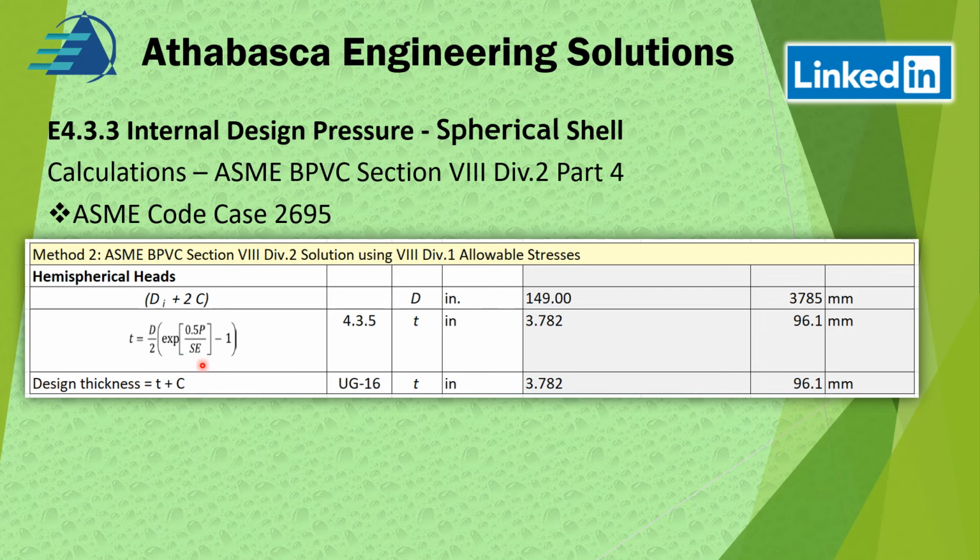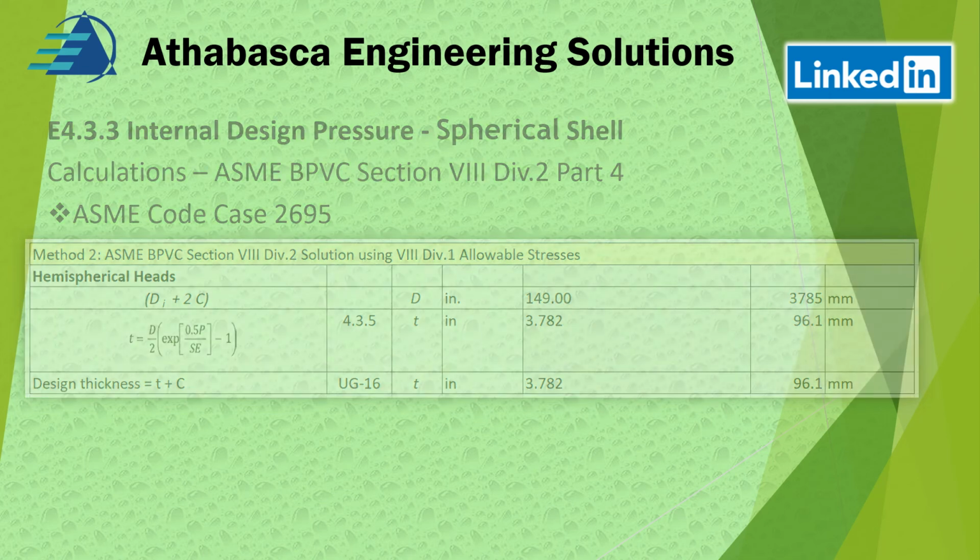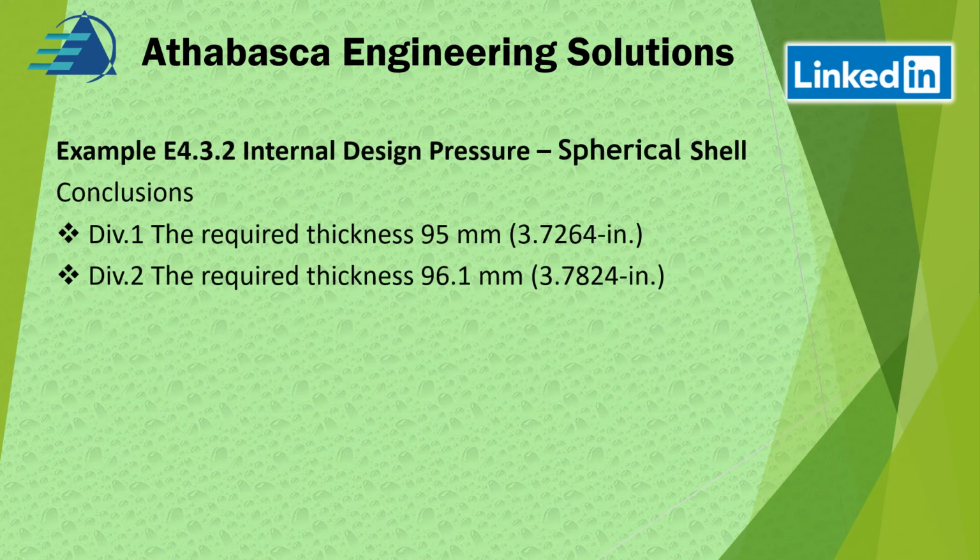And a reminder that the allowable stress is the same for this calculation as for Division 1. So let's look. We got 95 millimeters, 3.7264, and 96.1, which is 3.78. So they're essentially the same. Obviously, there's no advantage of using Division 2, and it's a lot of extra paperwork. Is it worth it? In this case, definitely not, but it's allowed.